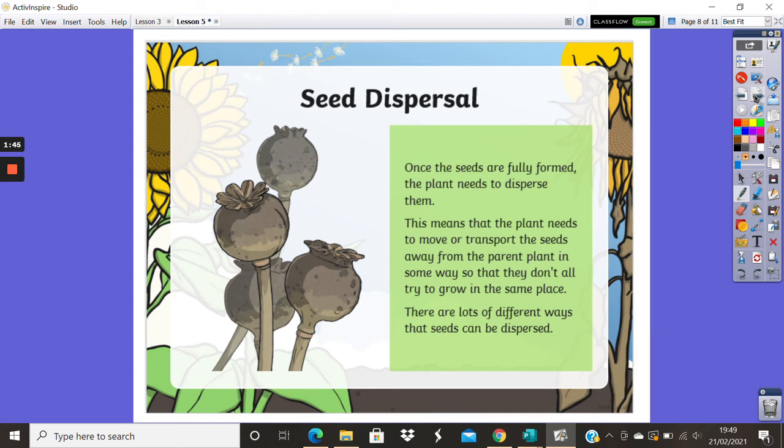Seed dispersal. So once the seeds are fully formed, the plant needs to disperse them. This means that the plant needs to move or transport the seeds away from the parent plant in some way so that they don't all try to grow in the same place. There are lots of different ways that seeds can be dispersed.